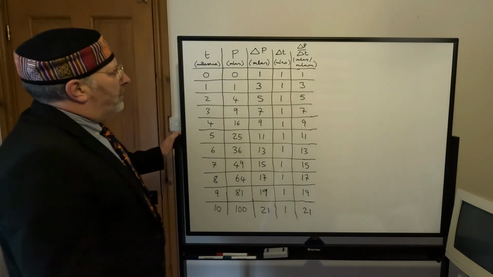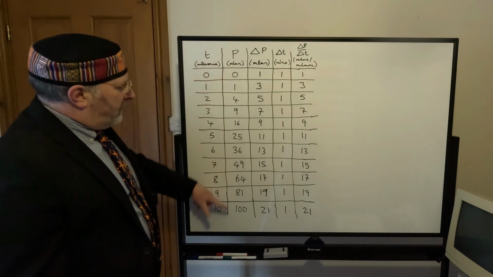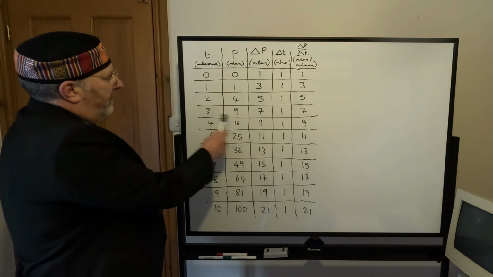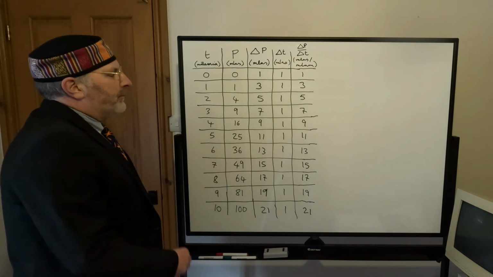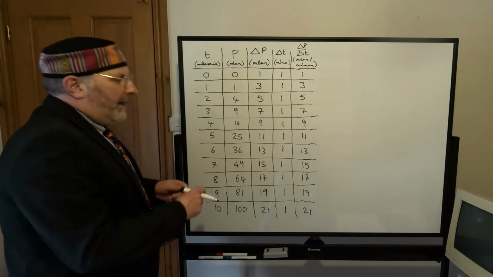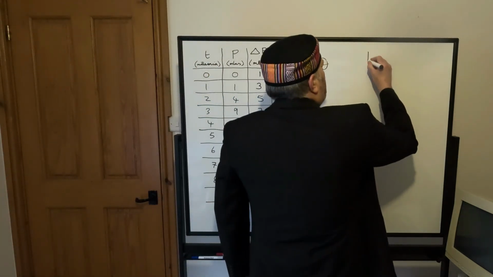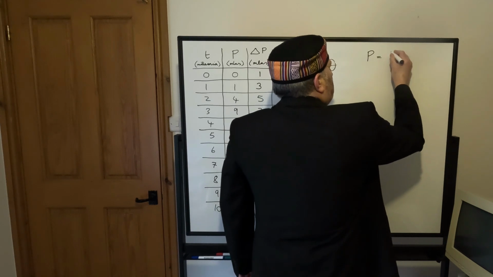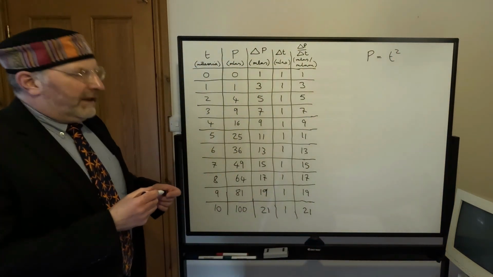Now, you probably noticed that the population figures here are just the square of the time. So when it's 4, 16, 5, 25. So we can actually write down a formula for what the population is at any time. The population is just equal to the square of the time. P equals T squared.